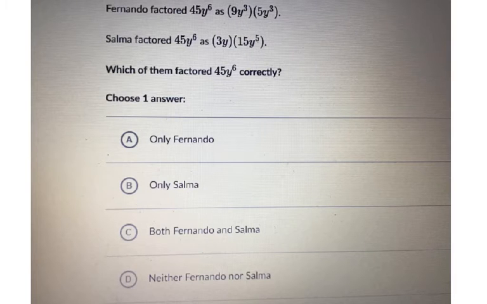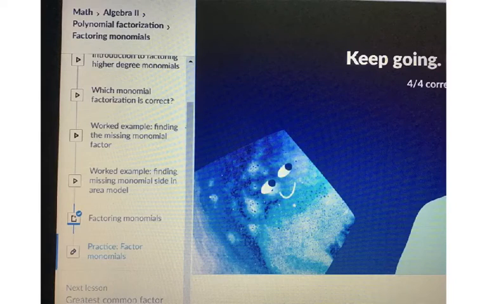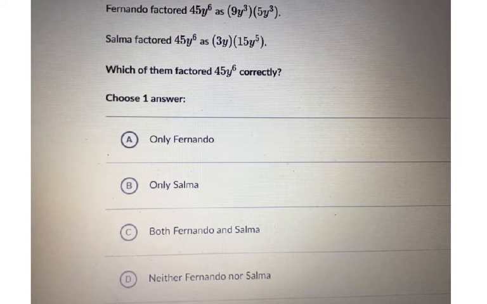Okay? And I think I'll just do one more here. And then we'll talk about a few other things to finish up the video. But anyways, if you notice up here, it says Fernando factored 45y^6 this way. Now let's see if he's correct. 9 times 5 is 45. y^3 times y^3 is y^6.